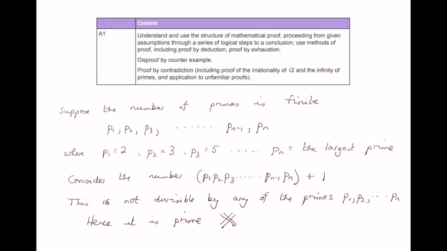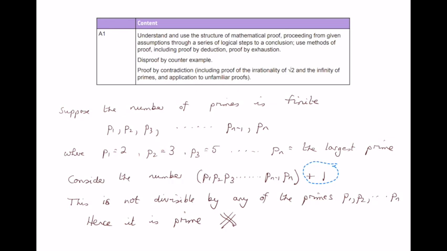We begin by supposing the exact opposite, that is, that the number of primes is finite. And I've called them P1, P2, P3 up to Pn, where P1 is the smallest, 2, P2 is 3, and so on, and Pn is the largest prime. But consider the number where all of those primes are multiplied together and 1 is added. This is not divisible by any of the primes that we already know, P1, P2, P3, up to Pn, so it therefore must be a prime number itself.